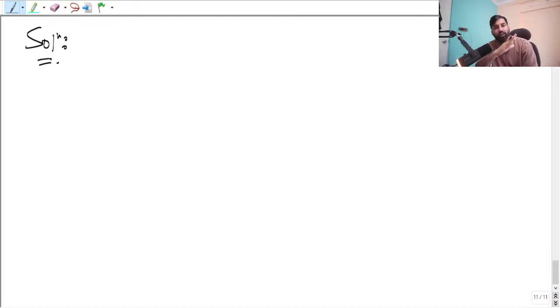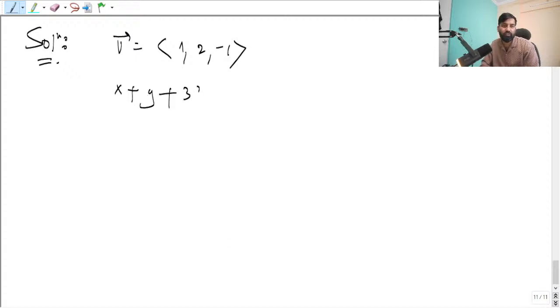So v is 1, 2, minus 1, and the plane is x plus y plus 3z equal to 5. Remember that this is not a point. The plane is not passing through the origin, because there is a right hand side. If there is a right hand side, it means the plane is not passing through the origin.